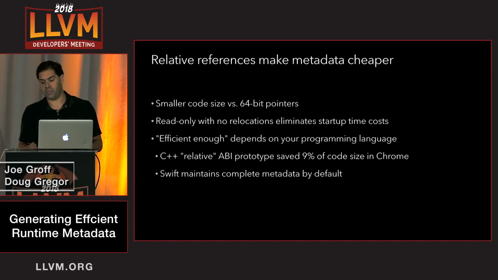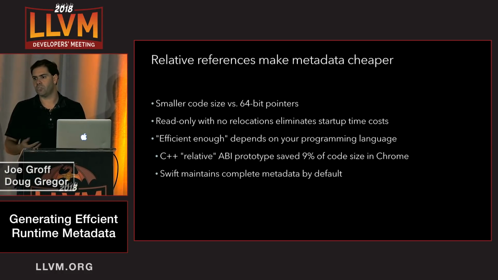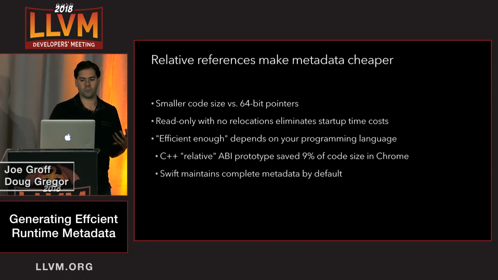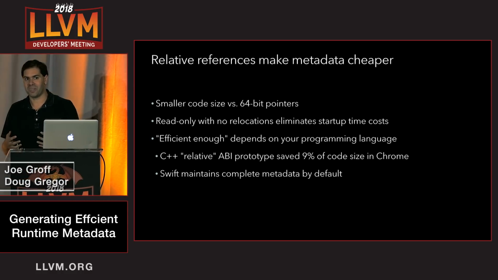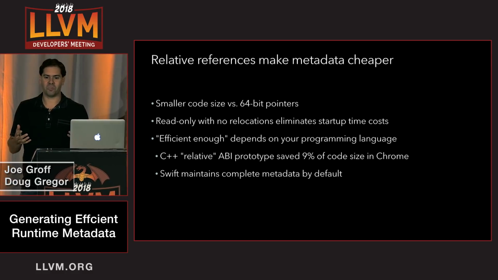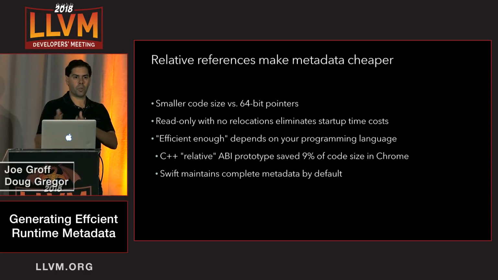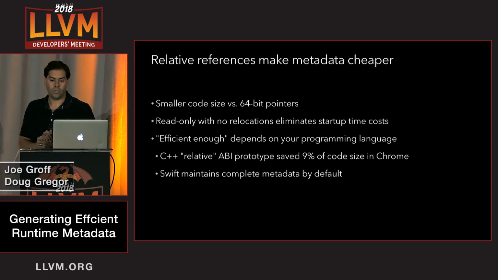Now, whether we've done enough with these techniques to make metadata efficient enough to be ubiquitous, it really depends on your programming language and the expectations of your users. But we have a couple of interesting data points here. So Joe had mentioned the C++ relative ABI prototype that they're working on for Chrome, and the savings there was 9%. In C++, which we already talked about is kind of austere with the actual metadata it generates, it was still 9%. And Peter Collingbourne, who worked on this, noted that a lot of this comes from just having many, many fewer relocations in the resulting binaries. On the Swift side, we've done this throughout all of our metadata, and it's made the metadata small enough and cheap enough that we feel comfortable turning on metadata by default everywhere and building interesting language features on top of that, like reflection and so on. And we hope to do more of that in the future. So thank you very much.